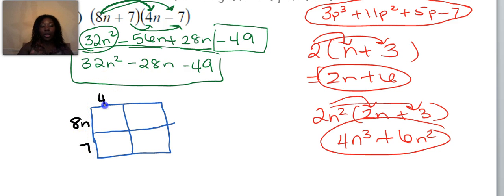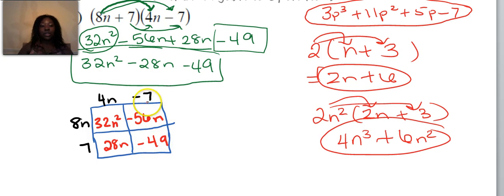Second one is 4n, negative 7. Multiply inside the box. So inside the box, I'm going to do 4 times 8 is 32, and times n is n squared. 8 times negative 7 is negative 56n. 4 times 7 goes right here, 28, and 7 times negative 7 is negative 49.